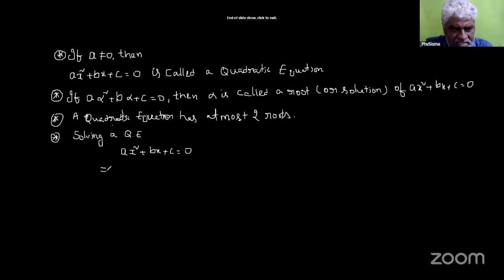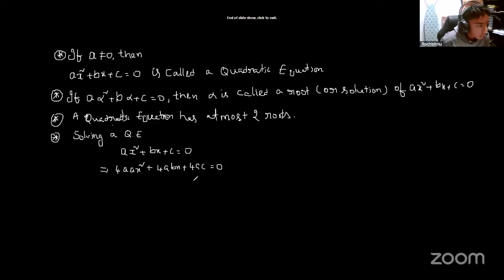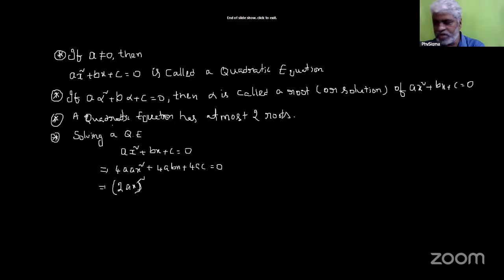Multiply both sides by 4a. 4a times ax square, plus 4a times bx, plus 4a times c is equal to 0. Is it okay? Shouldn't it be 4a squared x squared? Yes, that is 4a square x square. I would like to write that 4a square x square as 2ax whole square. Agree? 2ax whole square is nothing but 4a square x square.